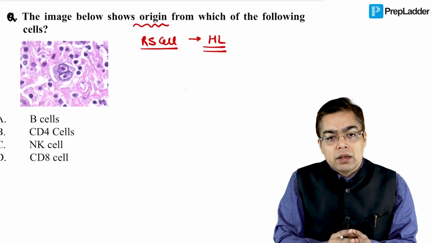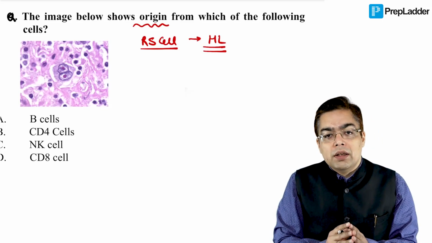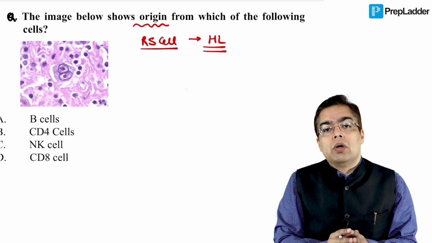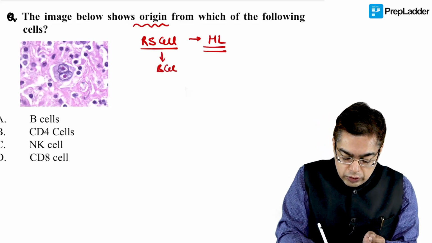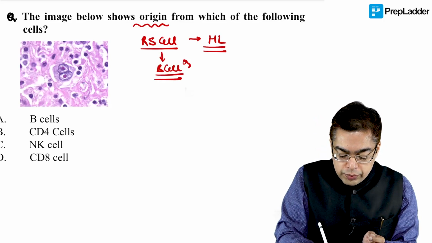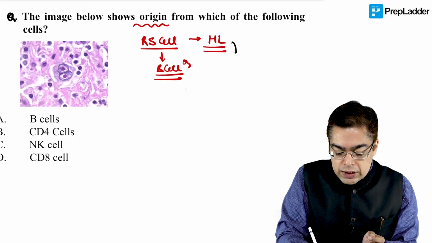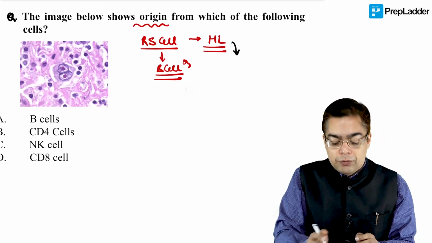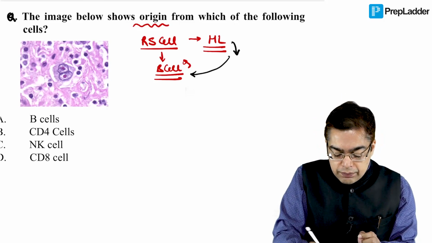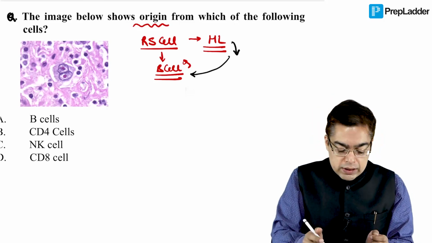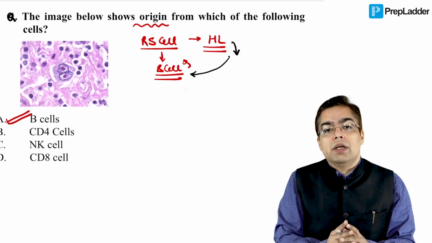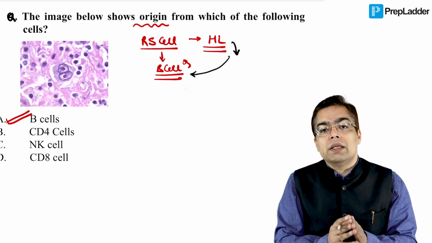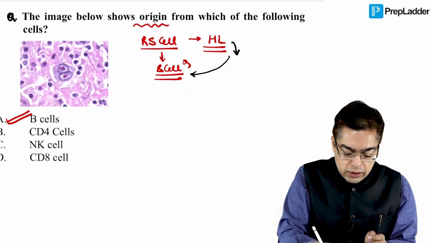We had a discussion in the main app as well that the Reed-Sternberg cell is a derivative of the B cell. Otherwise also, most of you will be able to remember that Hodgkin's lymphoma is an example of a B cell tumor. So the answer was pretty straightforward so far as this kind of question is concerned. It is option A.